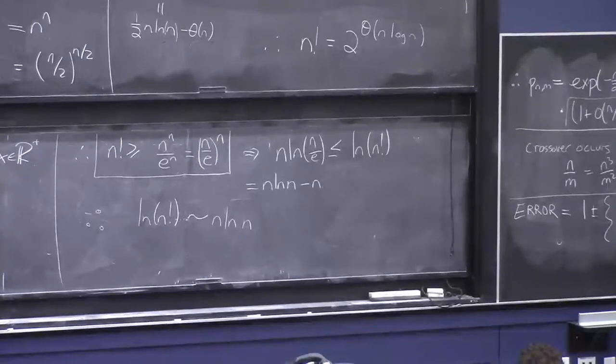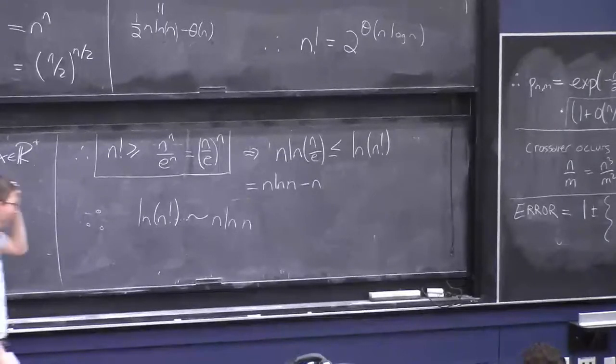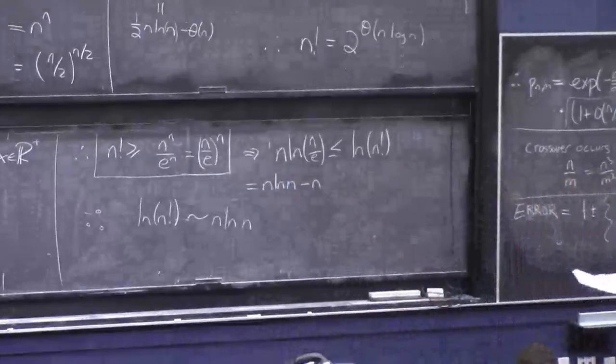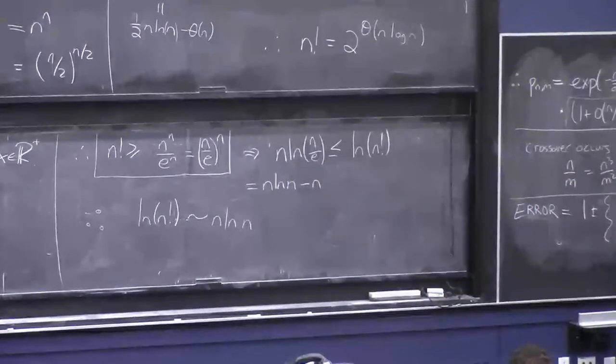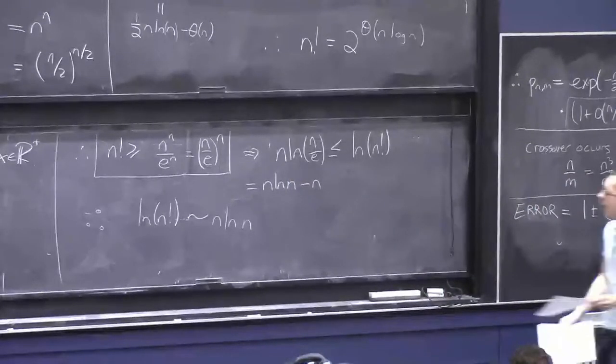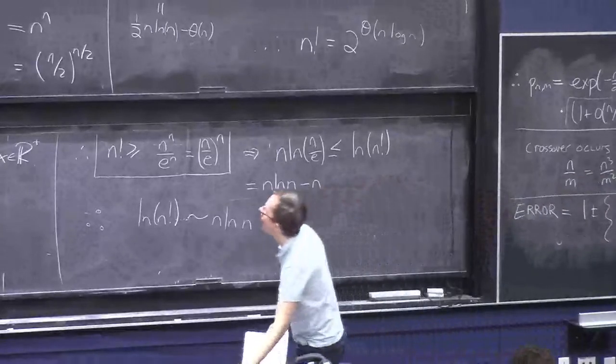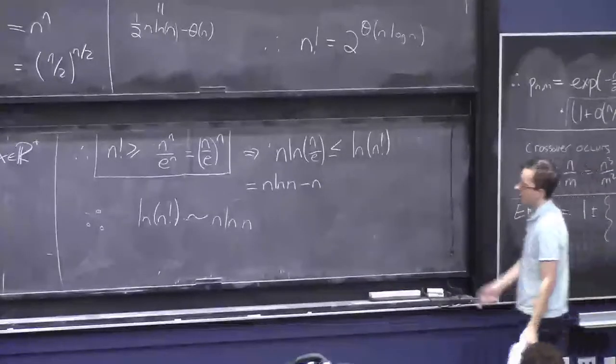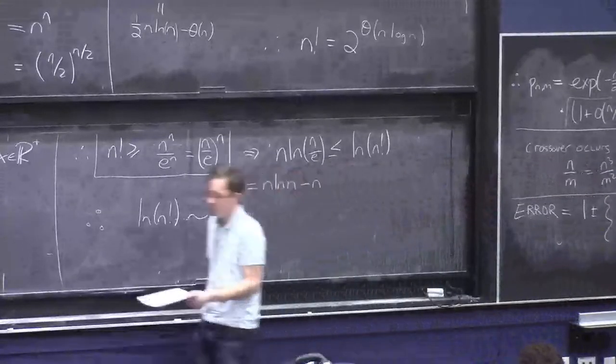But we don't know, is it more like n to the n? Is it more like n to the n over e to the n? Is it in between? Is it like n to the n over 2 to the n? We don't know. We'll find out, though. It's more like n to the n over e to the n, as it turns out. Okay. And I'm going to continue to stall before getting into Stirling's formula, which kind of reveals everything.